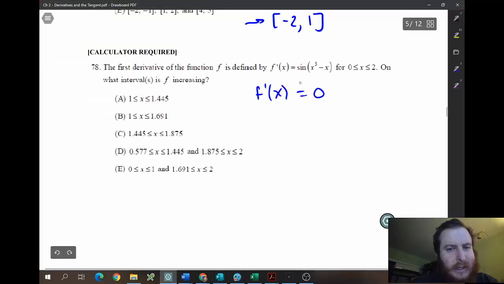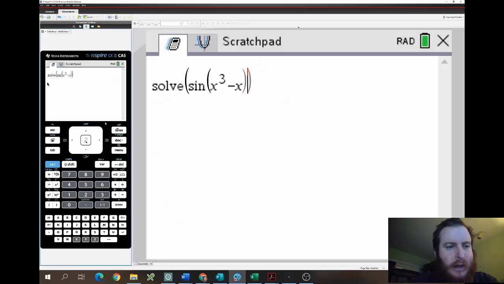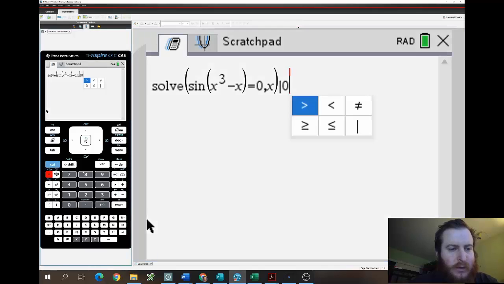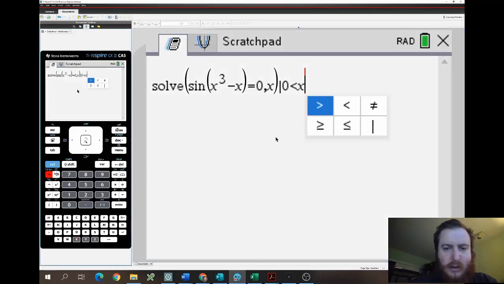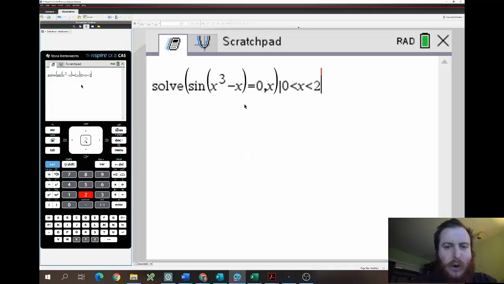Right, now we don't need to take the derivative of that because it already was the derivative. However, if this had been f of x, then first we would have taken the derivative. But since we already have f prime of x, we're just going to take that and set that equal to 0, comma x. And then outside of our parentheses, we need to do control equals. And then we want to do from 0, control equals less than x, control equals less than 2. And so that last step is important because otherwise we're going to get that weird N1 business and it won't look right. So control enter to get a decimal.